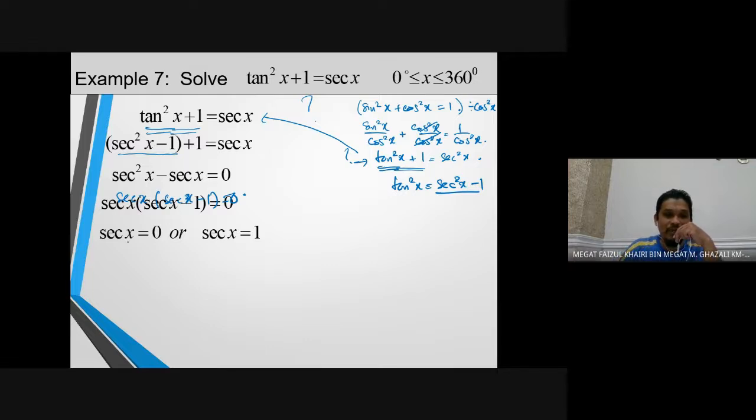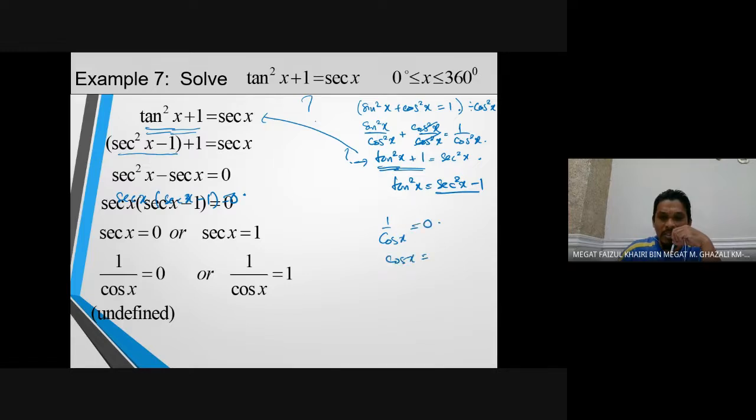Secant is 1 over cos. Okay, class, from here, why is it suddenly undefined? 1 over cos x equal to 0 or cos x equal to 0. Okay, cos equal to 0. One over cos x equal to 0.